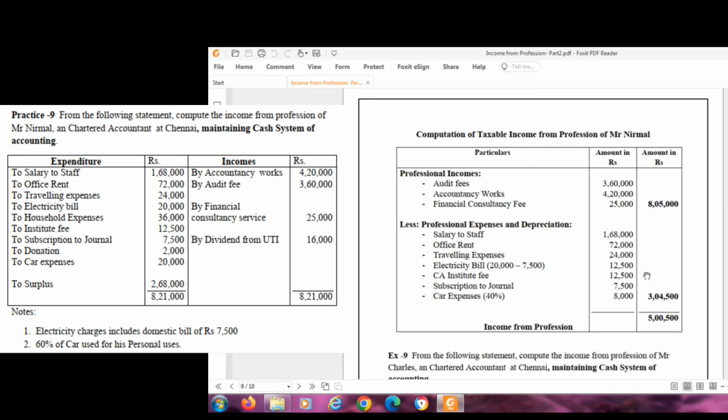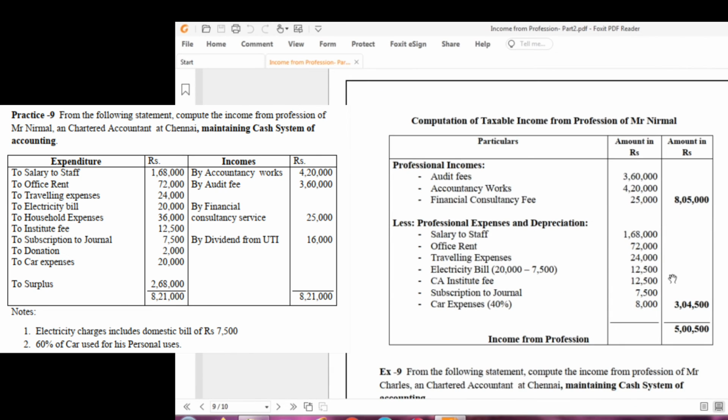Salary to staff, it's professional nature. Office rent, also professional nature. Traveling expenses, also professional nature. Next, household, ignore that one. Institute fee is professional nature. Subscription to journal, also professional nature. Donation, personal, ignore that one. So institute fee and the subscription to law journal are the expenses we recorded.